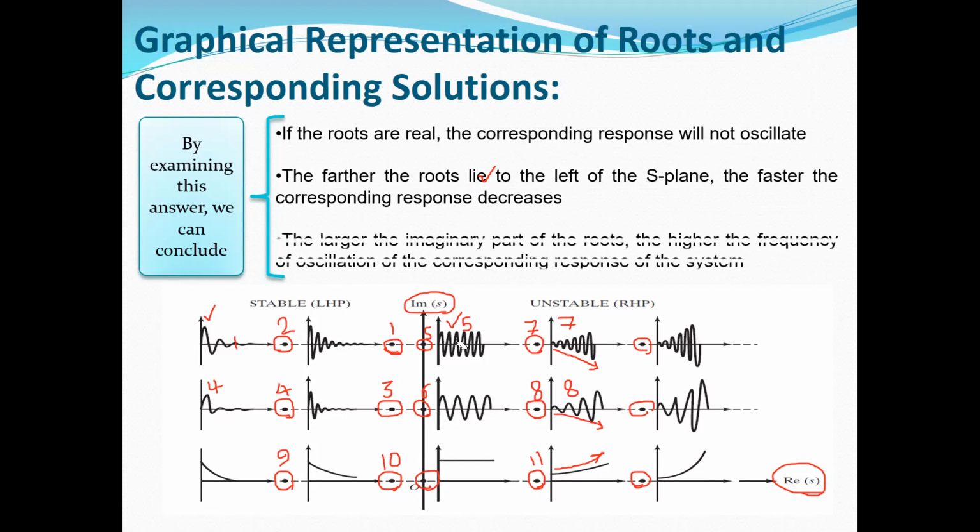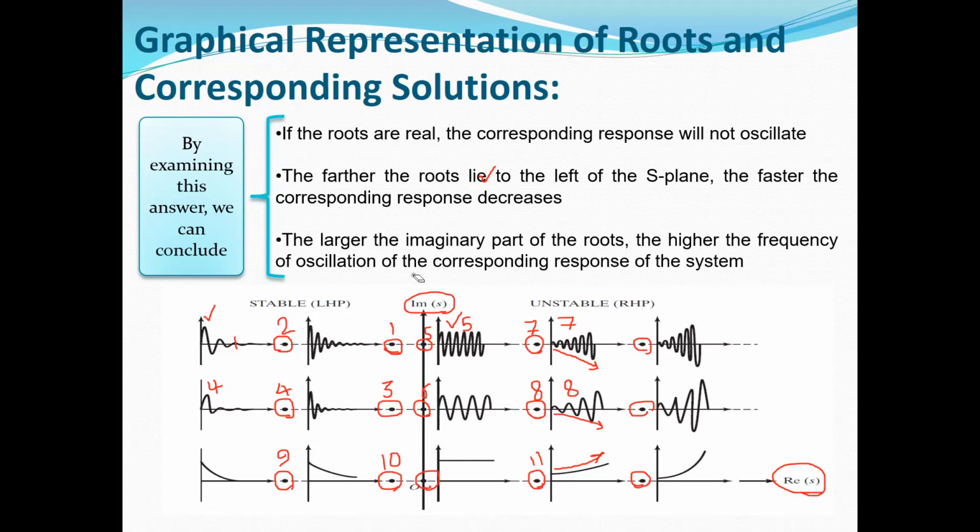Okay, so these are some conclusions, and the last one is, the larger the imaginary part of the roots, the higher the frequency of oscillation of the corresponding response of the system. So this one is related to the frequency. As you know, when you extract the roots of the characteristic equation, the imaginary part will appear in the coefficient of sine and cosine terms.